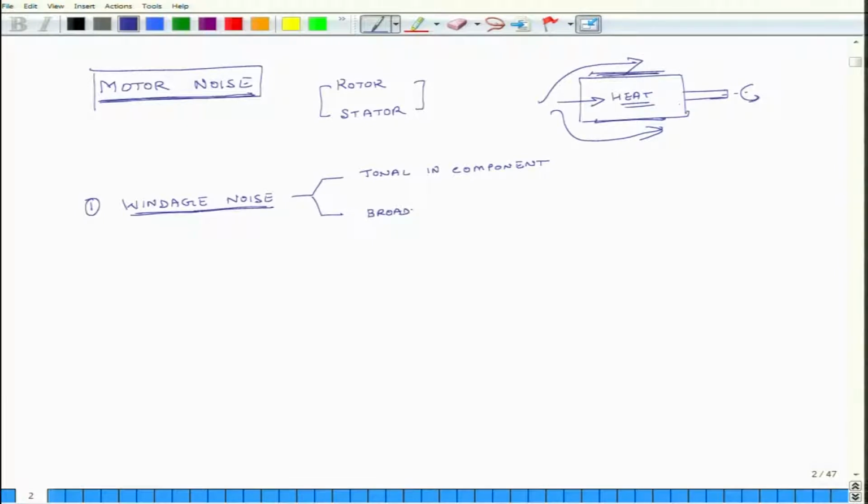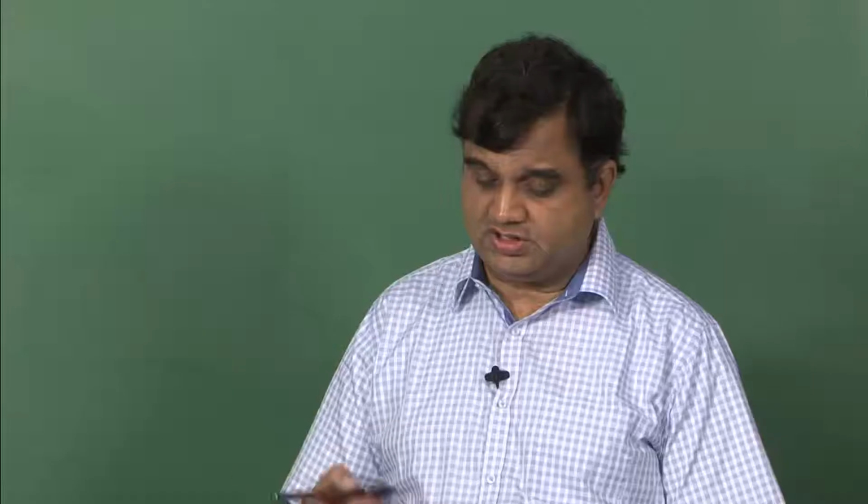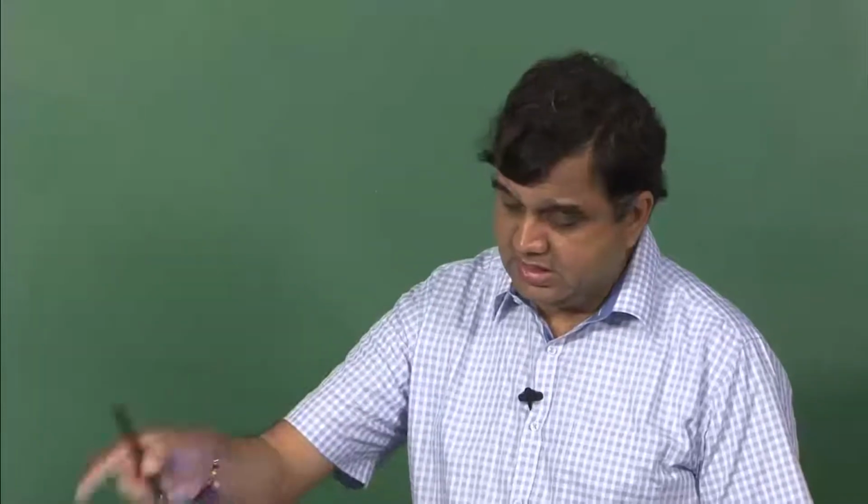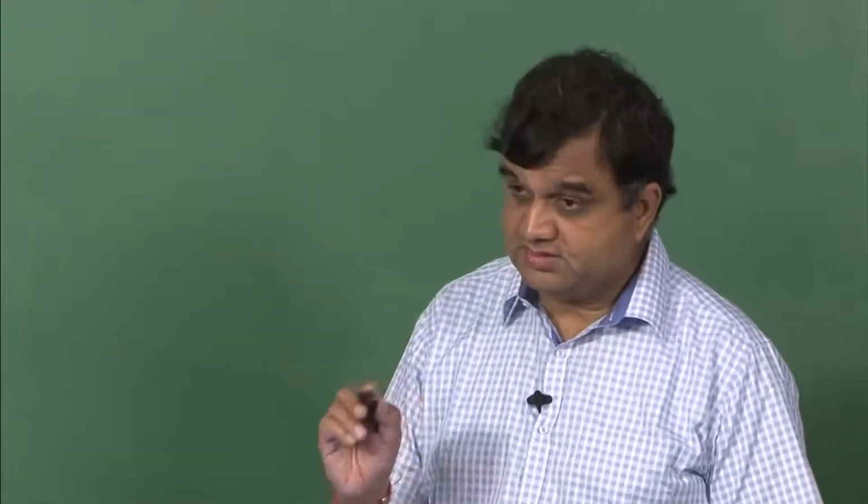Which means all the frequencies are present, and that is because of eddy losses and vorticities as wind blows past different obstacles. So, this is the first type of noise.